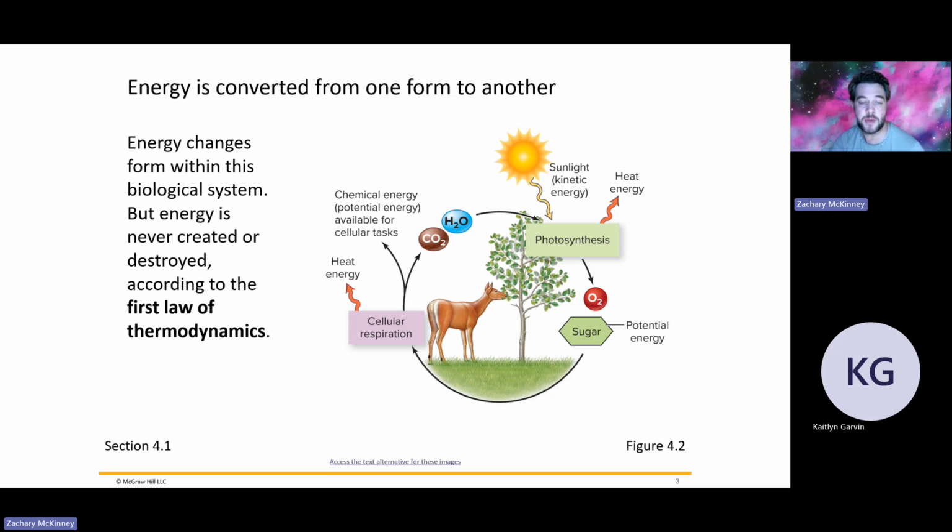Something that we need to look at, though, is that at each of these points, you see that you have heat energy being lost. Even though energy can't be created or destroyed, our reactions aren't perfect. There's always going to be some loss of energy in the form of heat. That's why we are warm-blooded organisms. That's why we produce body heat. Body heat comes from the heat that is lost during cellular respiration.